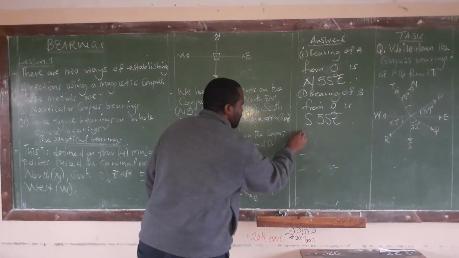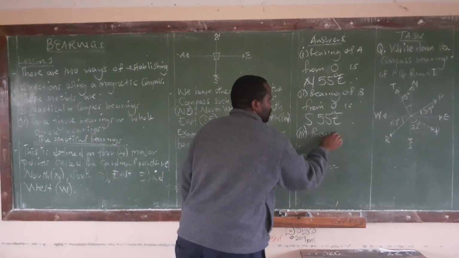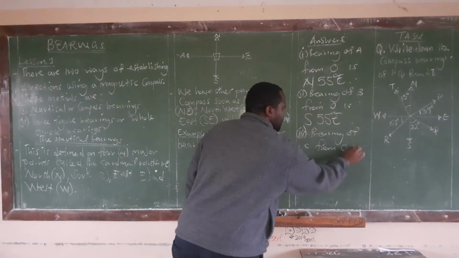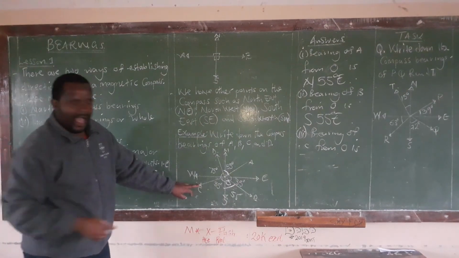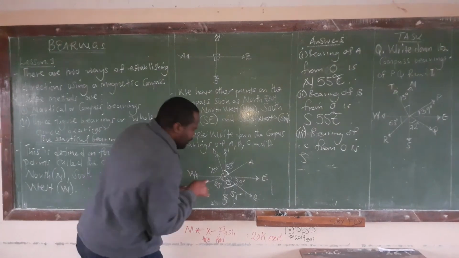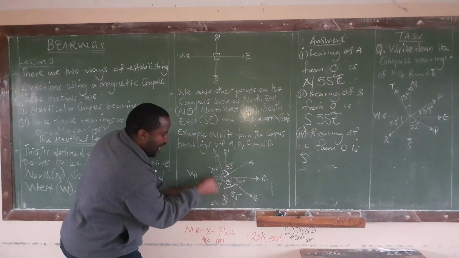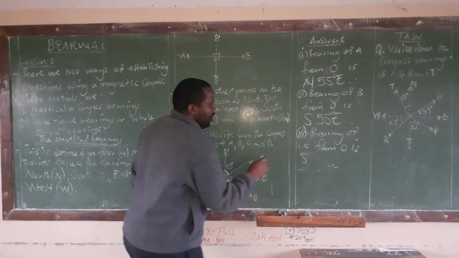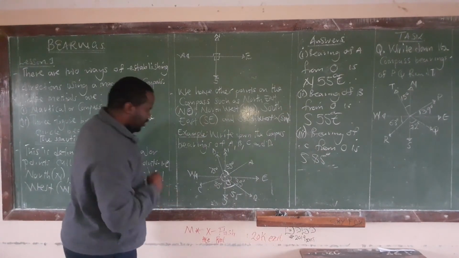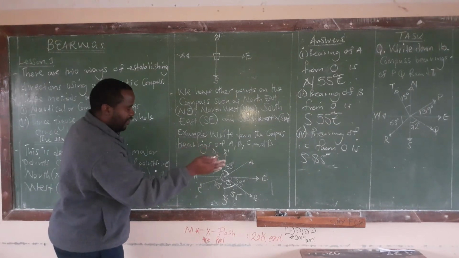Then number 3, Roman numeral 3. I deal with the bearing of C from O. So we have to identify the point, which is here. Again, C is on the southern part, so you say S. Since it's on the southern part, the reference point is south. So you move from here up here. Then identify the angle. The angle given is 85. So say south, 85 degrees. But is it on the eastern or western side? It's on the western side. So you say south 85 degrees west.